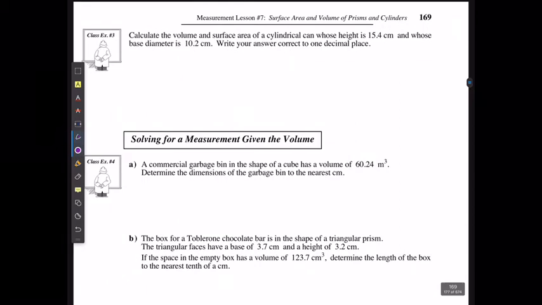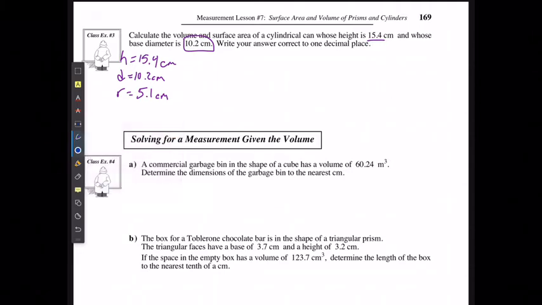So, for example 3, calculate the volume and surface area of a cylindrical can whose height is 15.4 centimeters and that has a base diameter of 10.2 centimeters. Which means that the radius is going to be half of that, 5.1 centimeters.